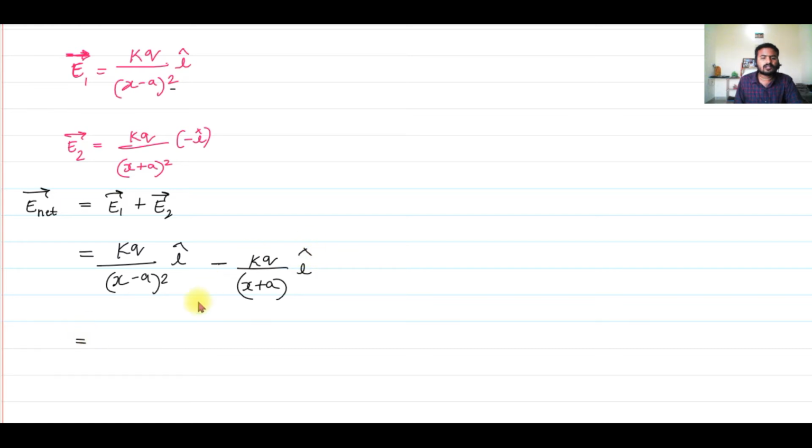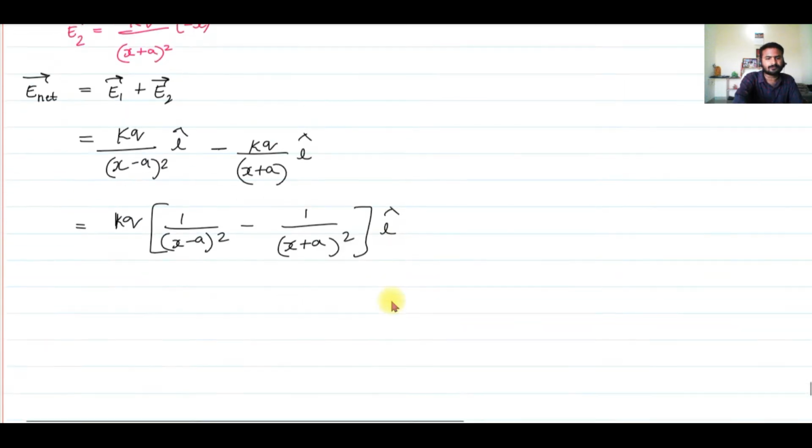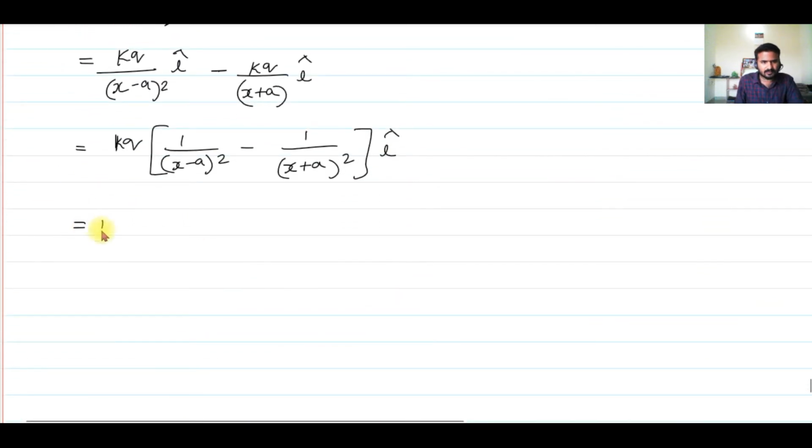Now what things can we take common from this? Can I not take KQ common from both of them? And i cap also I can take out. So KQ, if I take common, then the remaining thing will be 1 divided by x minus a the whole square minus 1 divided by x plus a the whole square, and I'll write the i cap here. i cap also I've taken out. Now let us simplify this. You can take LCM and simplify. KQ into, it will be x plus a the whole square here, and this minus, as it is minus, x minus a the whole square.